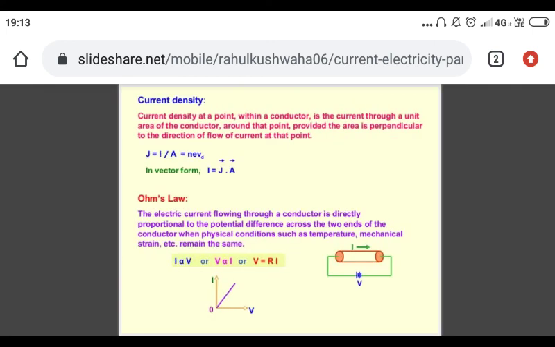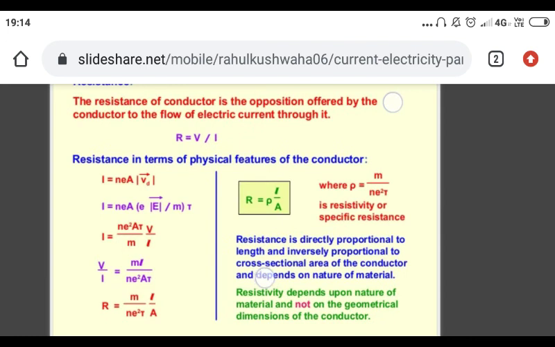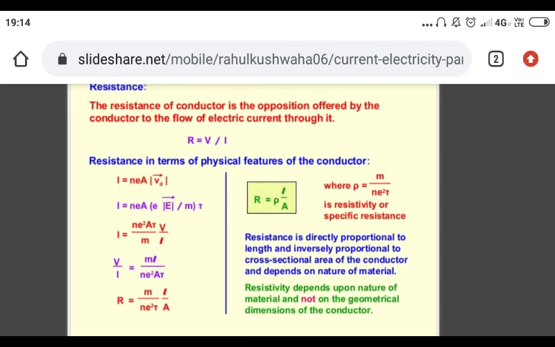Okay, now current density we already covered. Ohm's law we have already done. Okay, resistance we have according to Ohm's law. Now what next in our section is the relation between n, e, A and Vd. We have done it, and this one.